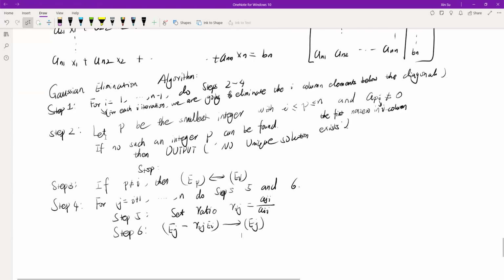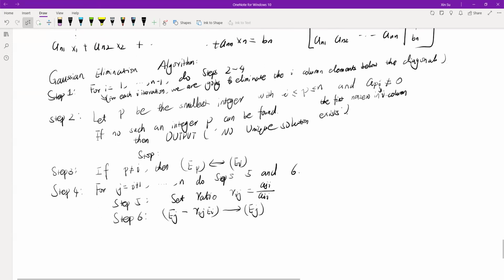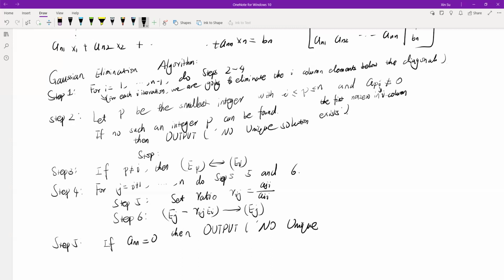This is step 2 and step 4, and after you perform the n-1 iterations, we go to step 5, and if A_NN equals 0, then we would output again: there is no unique solution. And then we will stop here.